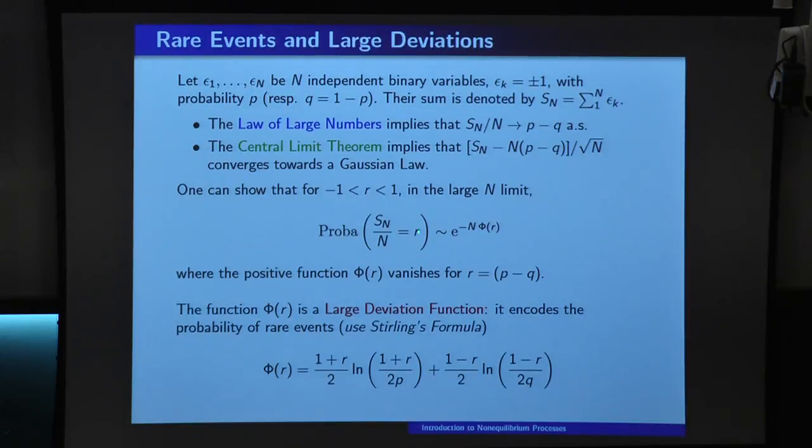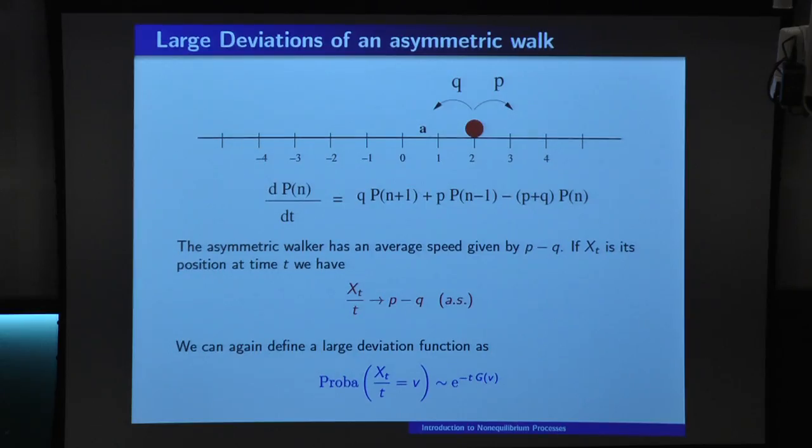So if this R is not the nominal value p minus q, this probability when n goes to infinity will take an exponential form. This is known as the large deviation principle, and there will be an exponent which quantifies the rate of convergence toward this law of large numbers, and this function phi of R, which of course vanishes when R is equal to the nominal value, because we know that this probability is of order 1 for 1/2. So this function phi of R is the rate function, but we also call it the large deviation function.